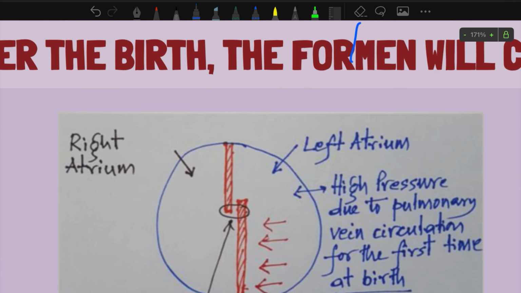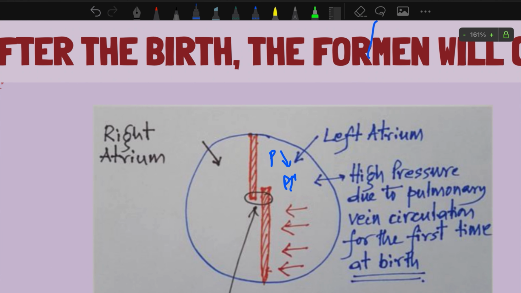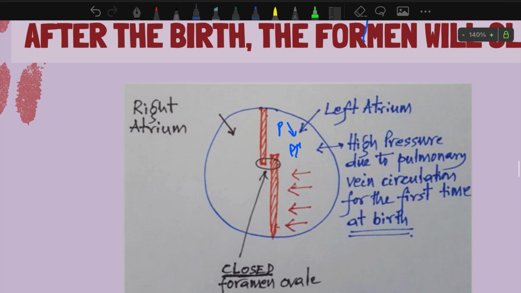The pressure in the left atrium, as we took before, is really low. Then when he takes his first breath, the pressure starts going up and increases. With this high pressure, due to the pulmonary vein circulation, the foramen ovale will close. How? The septum primum will hit the septum secundum.